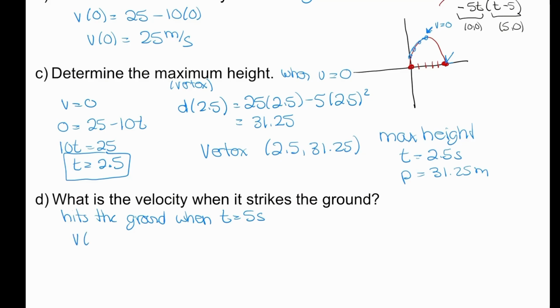So velocity at 5 seconds is equal to negative 10 times 5. I know I flipped this around a little, but that's okay. It doesn't matter. Plus 25. That equals negative 50 plus 25. So my velocity when it hits the ground is going to be negative 25 meters per second. And all that negative means is that it's going down. So when it hits the ground, it's traveling downward. Upward in this scenario would be positive.